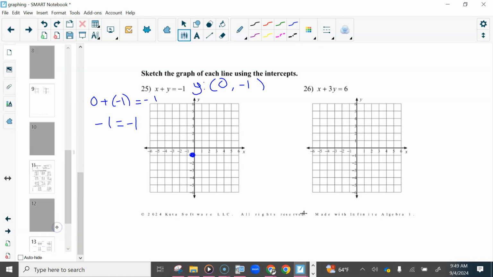And then the other one? Negative 1, 0 for the x. So if I were to test that, negative 1 plus 0 equals negative 1, that is a true statement. So then graphing the line through the intercepts, I would only have those 2 points and I would graph that line.